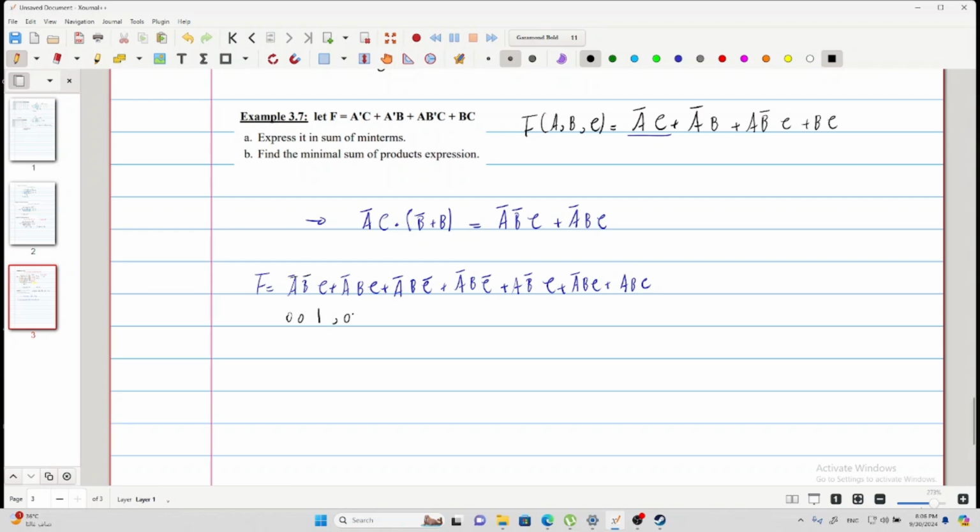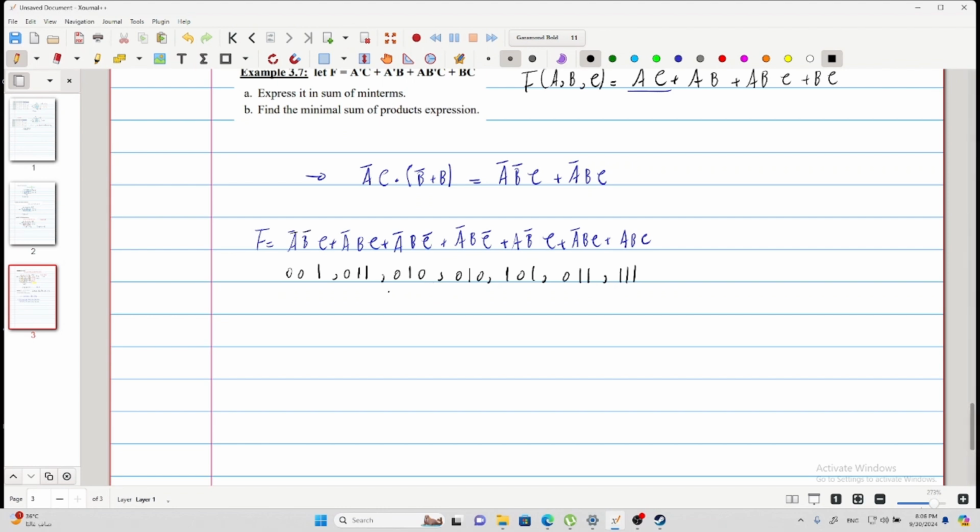So this is 0, this is 0, and this is 1. And then this is 0, this is 1, this is 1. And this is 0, this is 1, this is 0. And so on. We do it for all of these values. Sorry, here 0, here 1, 0, 1, 0. And then 1, 0, 1, and then you have 0, 1, 1, and then you have 1, 1, 1.